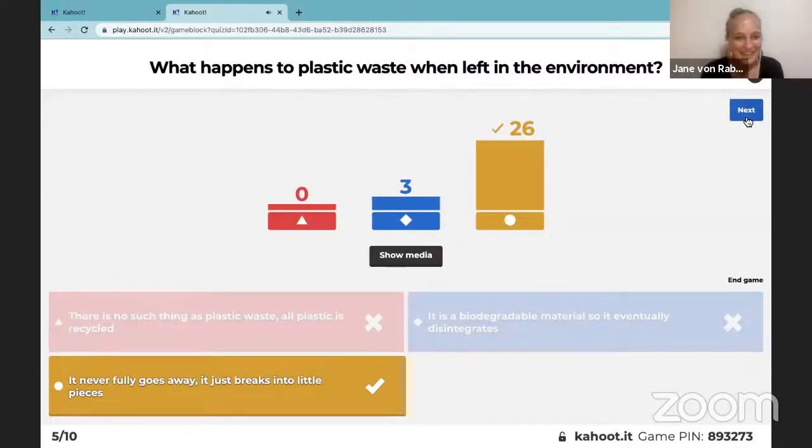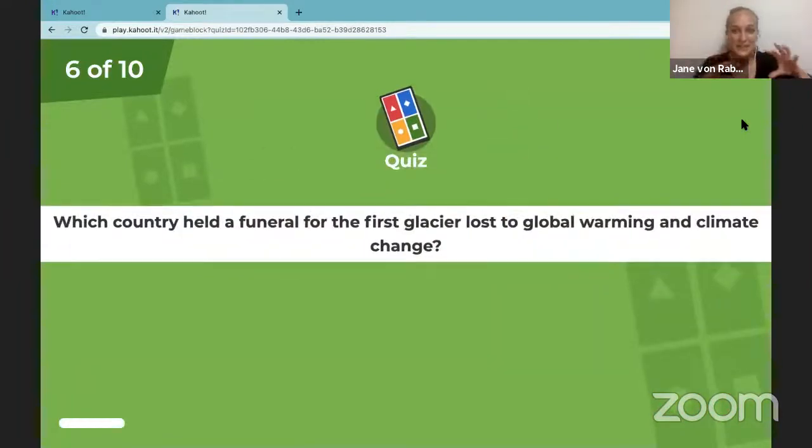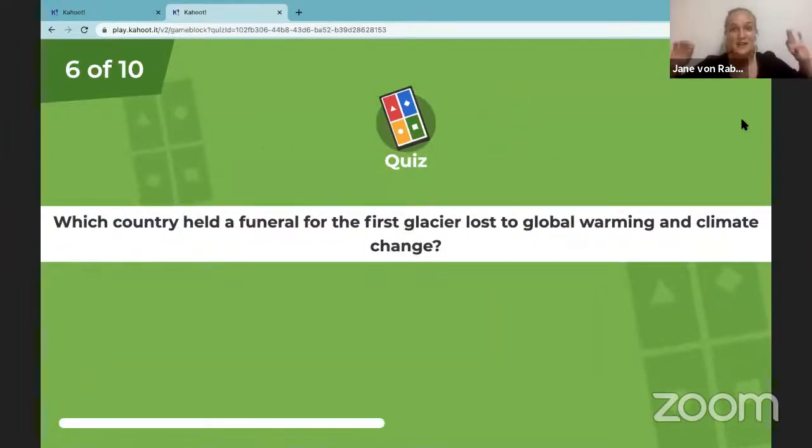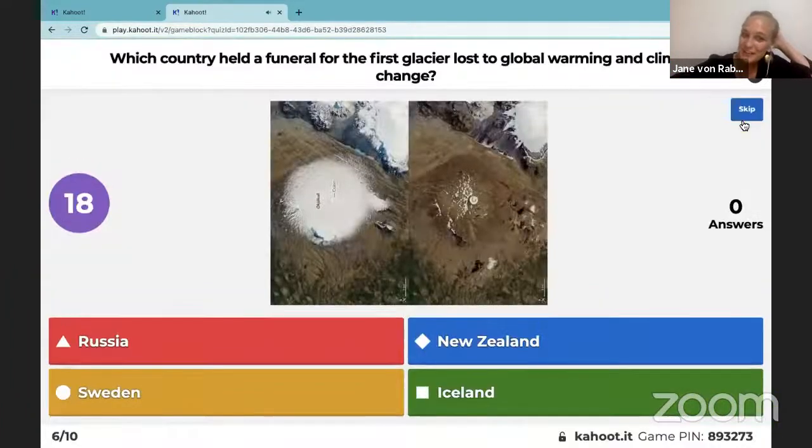But yeah. Okay. Plastic definitely does not biodegrade. It literally just turns into microplastic. That's why the ocean now has, okay, we have another one. Which country held a funeral for the first glacier lost to global warming and climate change? Russia, New Zealand, Sweden, or Iceland?